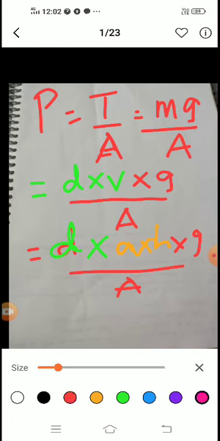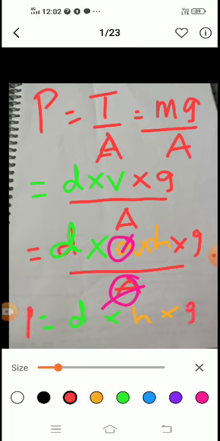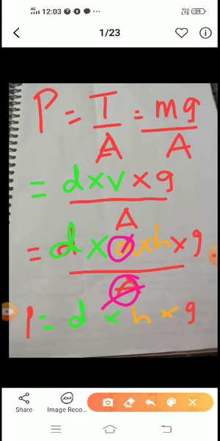This is also an area, this is also an area, the same area. I'll cancel both. Now what is my formula? Density into height into g. So this is my pressure formula: pressure is density into height into g. I think you all would have understood this derivation.